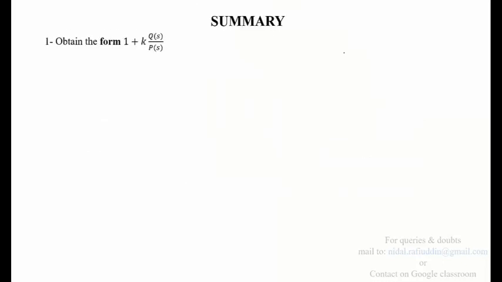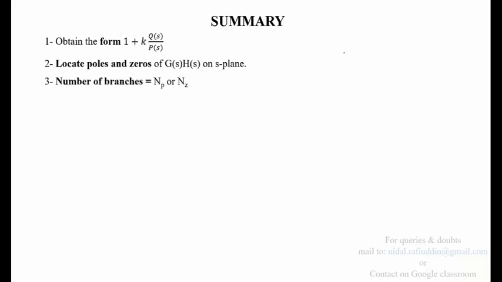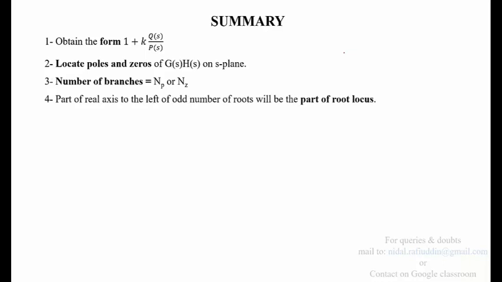So now we summarize the rules that we learned. The first rule in order to draw the root locus was to obtain the equation in the form 1 plus k Q(s) by P(s). The second rule was to locate the poles and zeros of G(s)H(s) on the S-plane. The third was to observe the number of branches that the root locus will have, and that will be equal to np or nz, whichever of them is greater. The fourth rule says that the part of the real axis to the left of an odd number of roots will be part of the root locus.